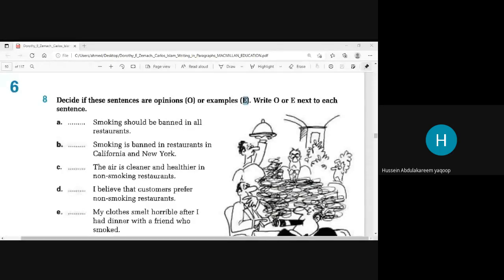Yes, Fatma Ali Abdul Hussein, please. In my country, smoking is banned on buses and trains and in all public buildings. Examples. This is again an example. Okay. Now, thanks for your participation. I guess somebody has got a question.